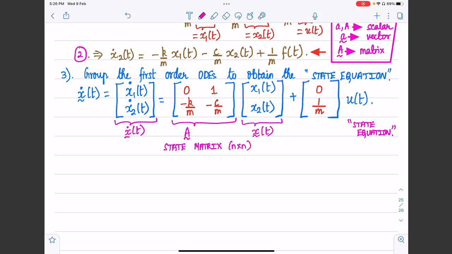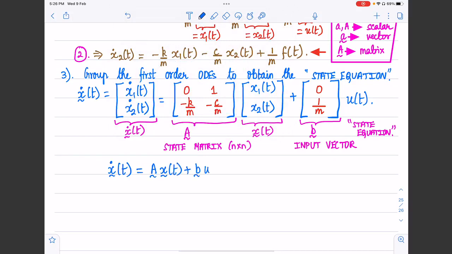Right? So I'm sure all of us can appreciate this. This vector is typically called the input vector b. It is a column vector of dimension n. You can see that there are 2 entries in this, right? And we write the general form of the state equation in a closed form in this manner. So for linear time invariant causal systems, the state equation is written as x dot equals Ax plus Bu of t. Okay, so this is what is called a state equation.